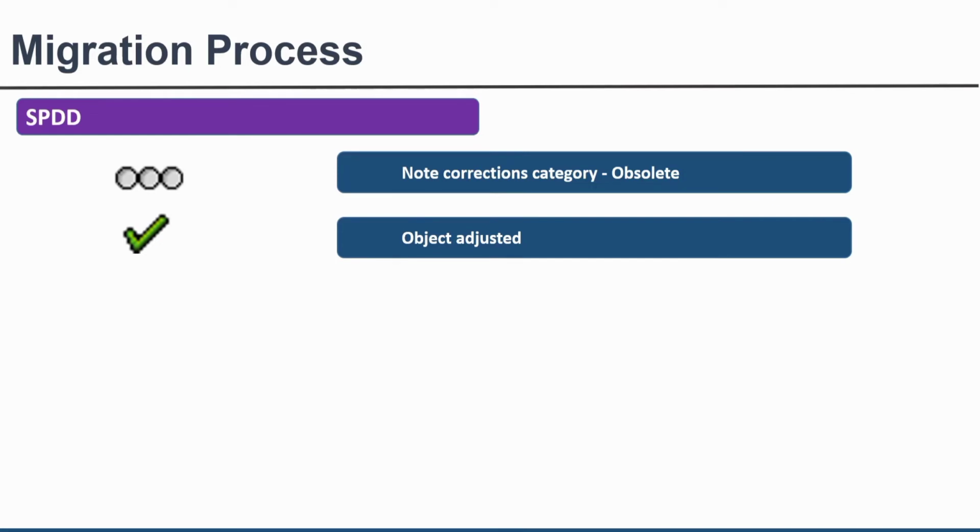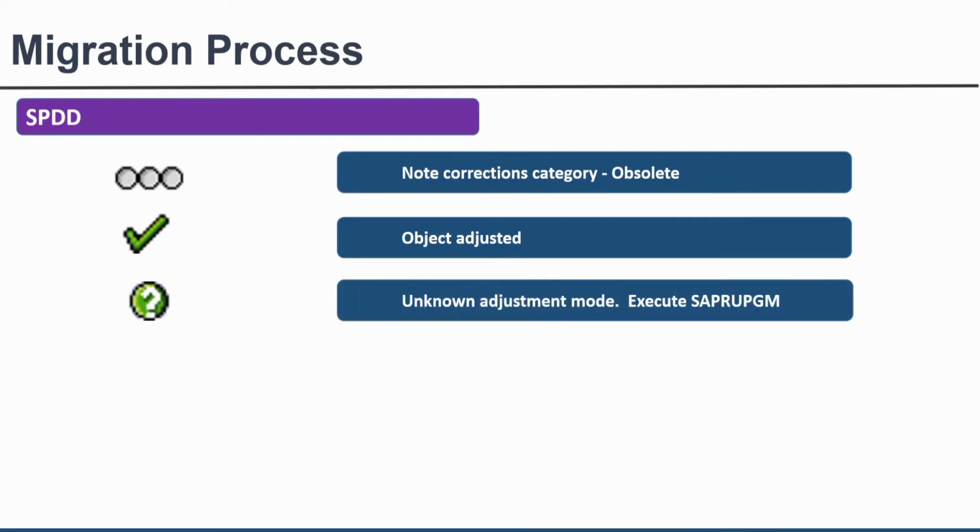from your side. Question mark symbol. This indicates unknown adjustment mode. The adjustment mode, whether it is manual, semi-automatic, or automatic, for this object could not be determined. For determining the same, you need to run the program SAP RUPGM in background.